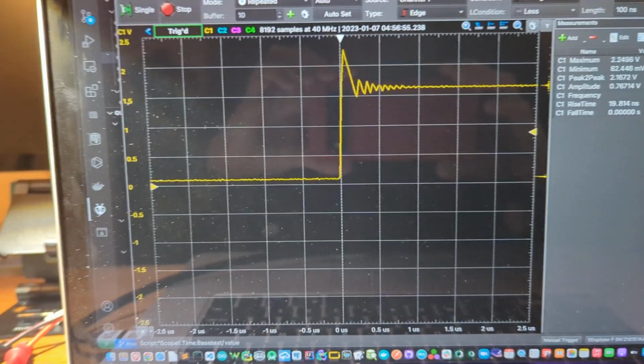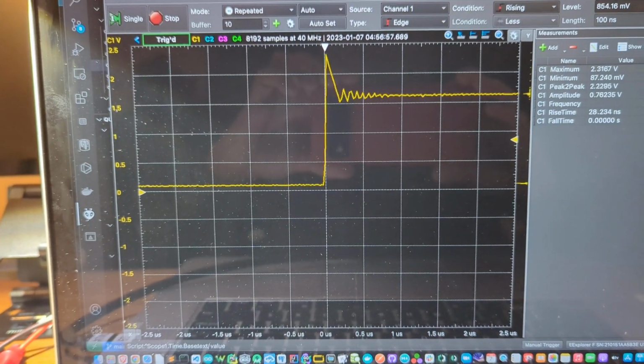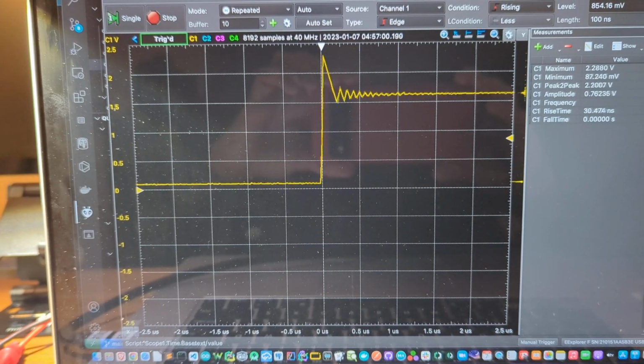But anyway, I'll post this code. It's pretty cool. And I'm going to go on to do sine wave and triangular wave.